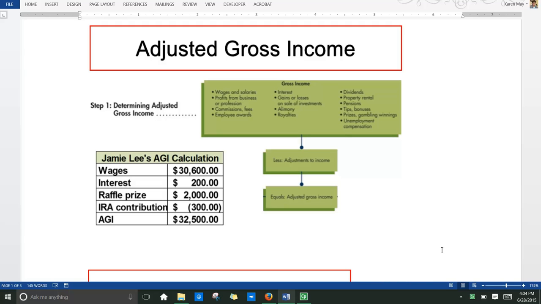So, in other words, you add any interest, as you see in Jamie Lee's example. She added the raffle prize she won, and she subtracted her IRA contribution to get to an AGI, adjusted gross income, of $32,500. So that includes everything that she earned that year, plus any winnings she had, any interest she earned off of her accounts, because she has a small savings account, and then subtracting her IRA contribution.